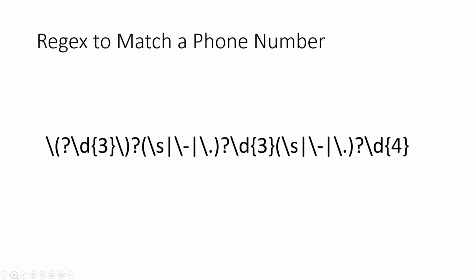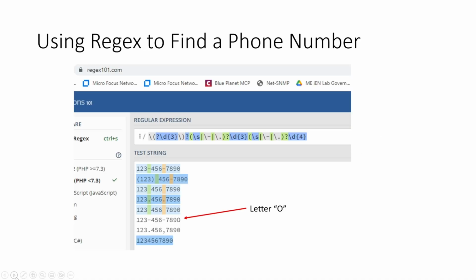So let's take a look at how we could match a phone number. And this is the actual expression to match a phone number. This looks a little bit overwhelming and confusing, but if you break it down one part at a time, it's not that bad. It's actually a lot simpler than using conditional logic to verify or find information.